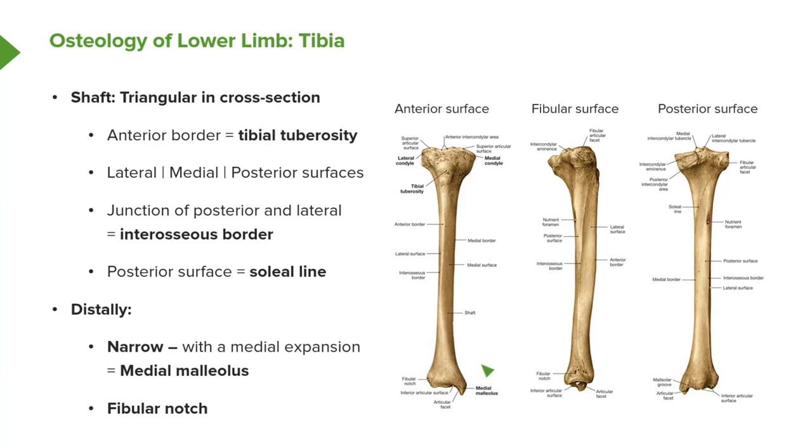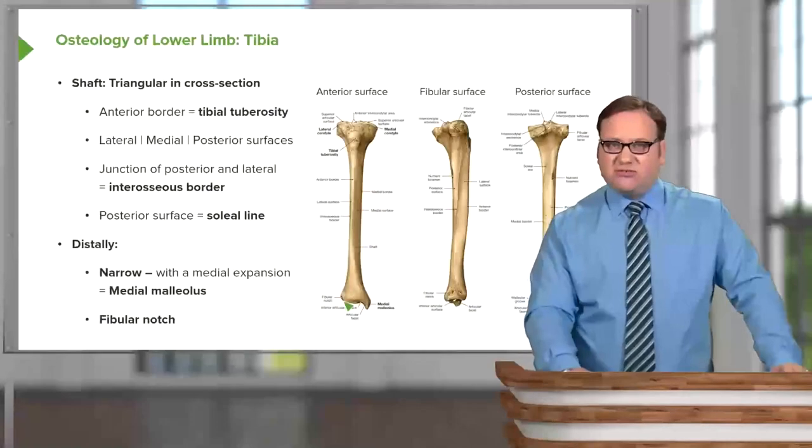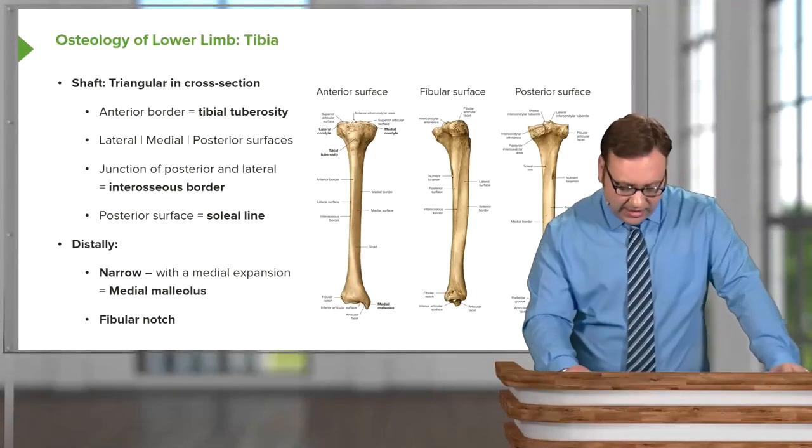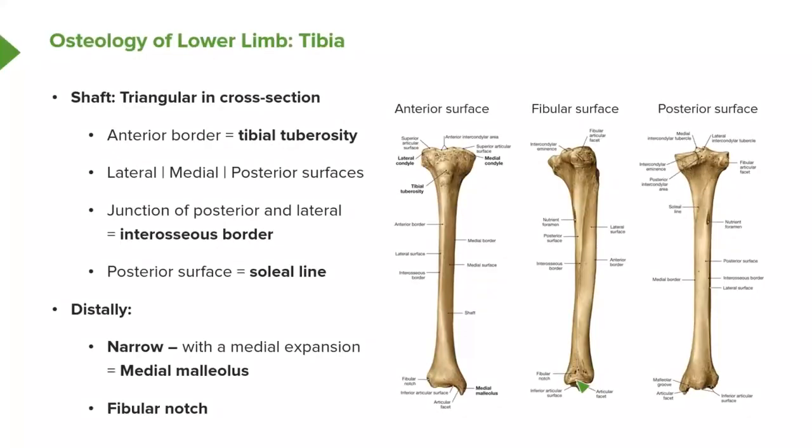Distally, we have a narrowing of the tibia before we have this medial expansion, which is the medial malleolus, and we have laterally the fibular notch, and that allows for articulation with the fibula. In the fibular view, we can see we have this depression here, this fibular notch that houses the fibula.